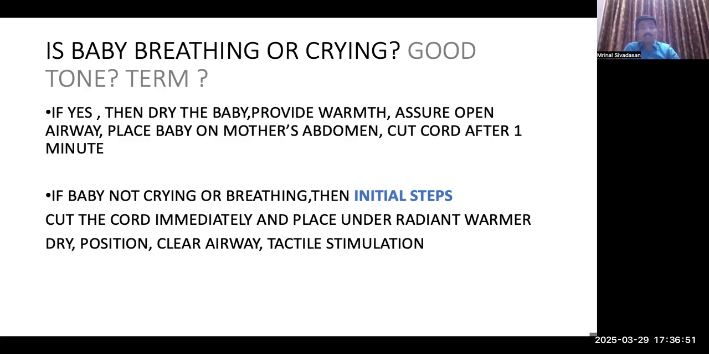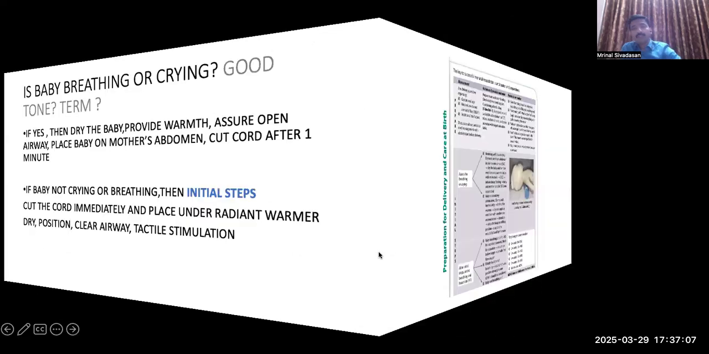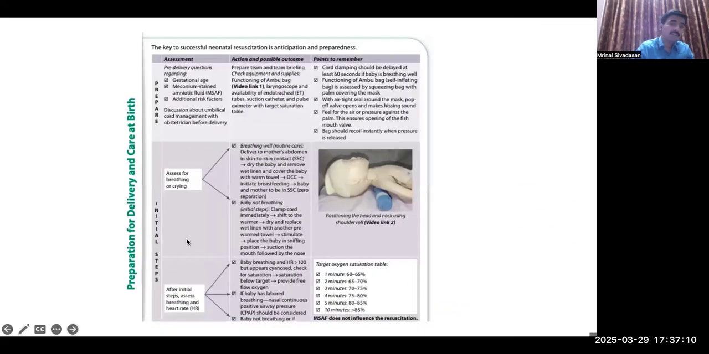So actually no need for stimulation, just dry. Remove the wet cloth and cover the baby with a dry cloth. If the baby is not crying or breathing, then go for the initial steps: clamp and cut the cord immediately and place the baby under the radiant warmer, dry and stimulate, position and clear the airway if needed. So this is the step for the pre-delivery questions and the initial steps.